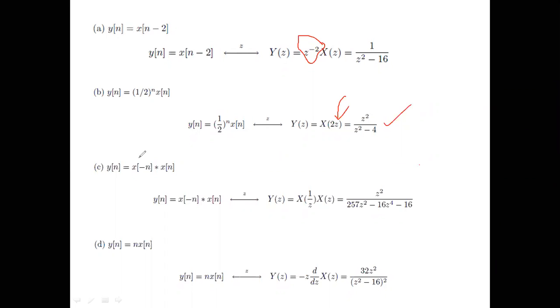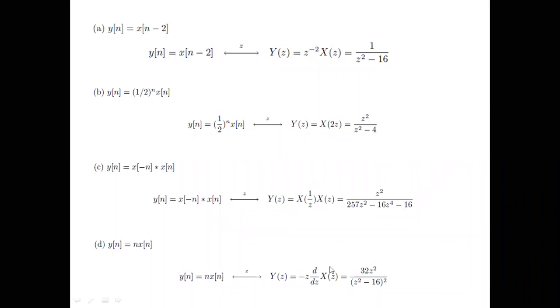What about this one here, by the way? X of minus n convolved with x of n. See, the convolution becomes multiplication. X of minus n means z shall be replaced by 1 by z. That means in your question, z shall be replaced by z to the power minus 1. Then this one, x of n, is the same. You get another answer. N into x of n: simply differentiate the answer with respect to z and multiply by minus z.